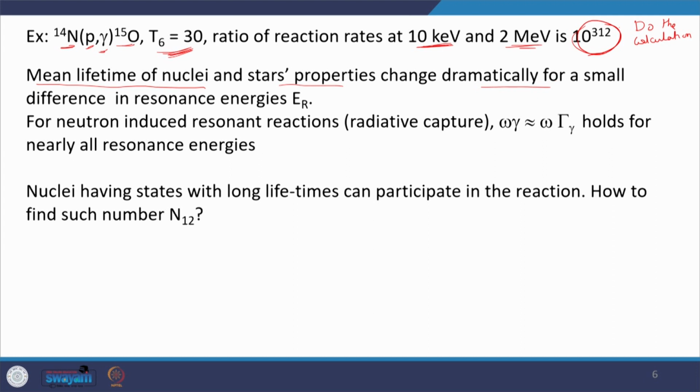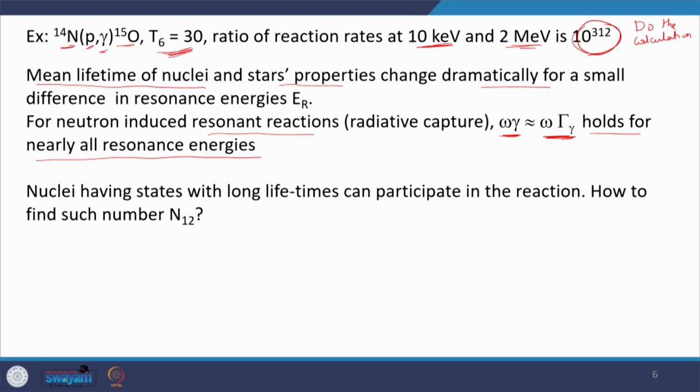Now, if you consider the resonant reactions induced by neutrons, then the strength of the resonance is nothing but this omega into gamma gamma, which holds for nearly all resonance energies, because in the formation width there is no Coulomb barrier for neutrons. So it always depends on the partial width of the decay process, the second step.